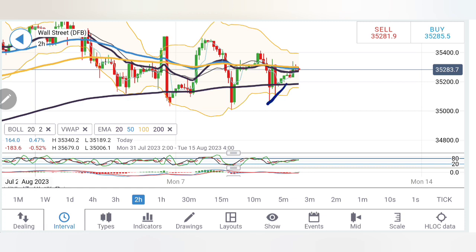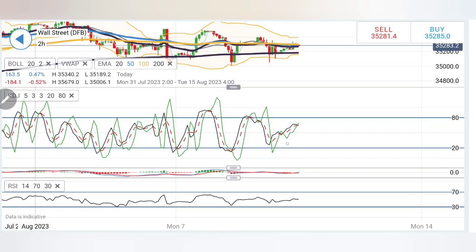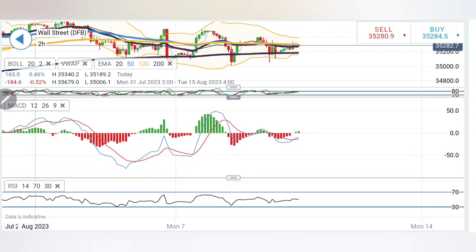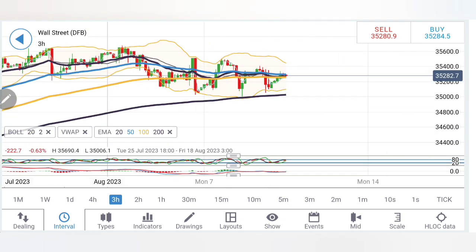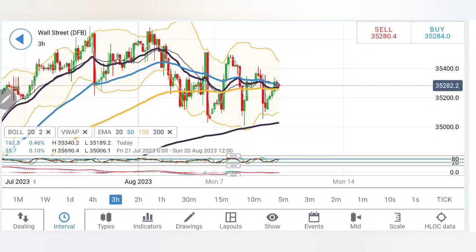On the 2-hour chart, similar observation here. Let it come out either which ways and take a direction. Stochastic flat, MACD has crossed over for a buy, RSI is also flat here. Coming to 3-hour charts, on the 3-hour charts, if you look at, see, move is simple, drop, retracement, lower highs, higher lows, consolidation phase here.